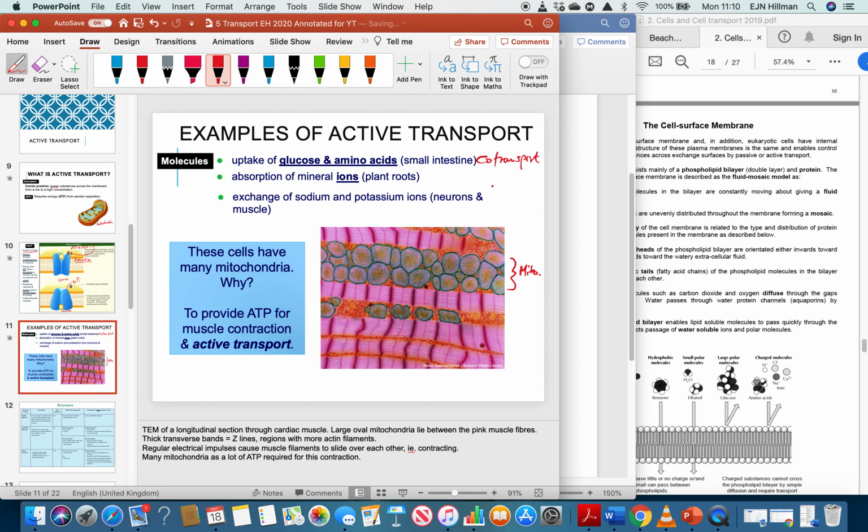I've done another video on co-transport if you want to look for that. But the sodium-potassium pump in co-transport requires ATP as a form of active transport. The absorption of mineral ions in plant roots, another form of co-transport, is again from an area of low concentration to high concentration. And then in the neurons and the muscles, we have this exchange of sodium and potassium ions, again from low concentrations to high concentrations. All of those cells have high densities of mitochondria.